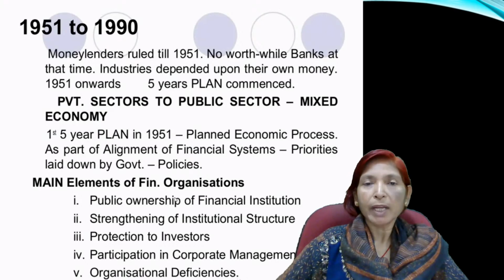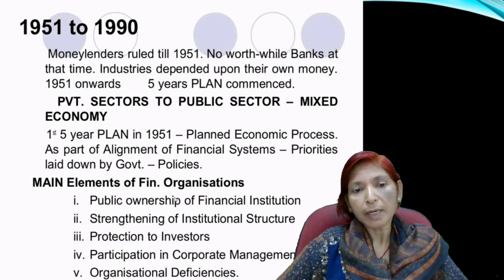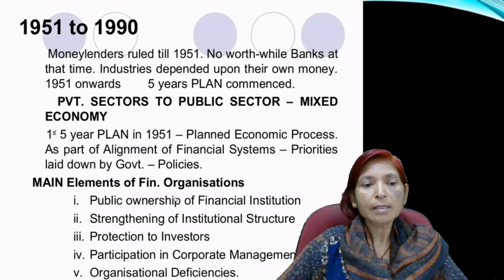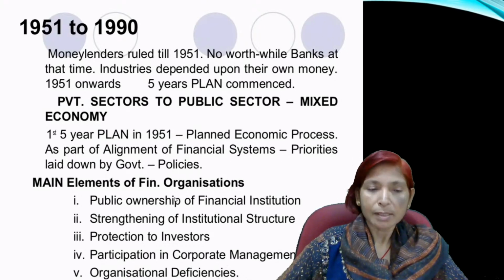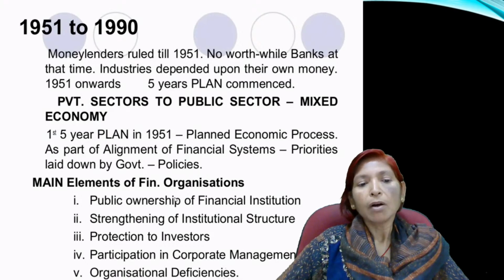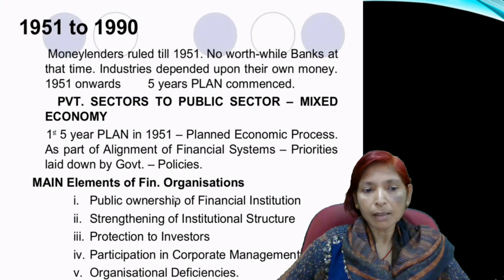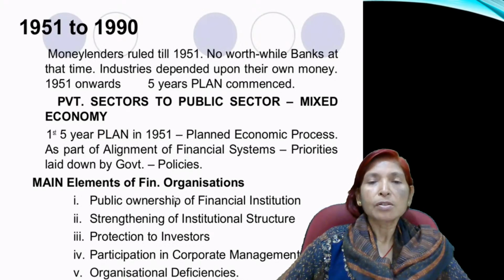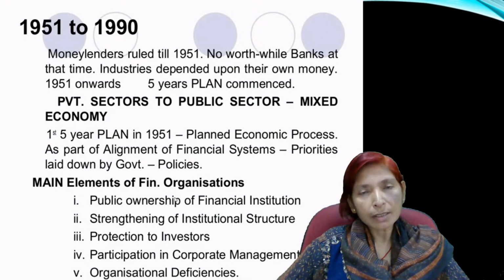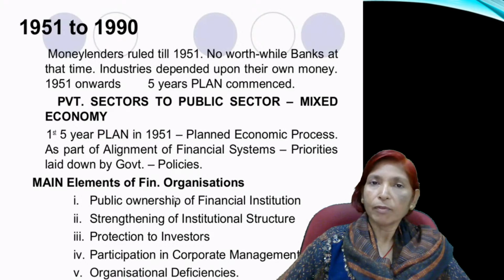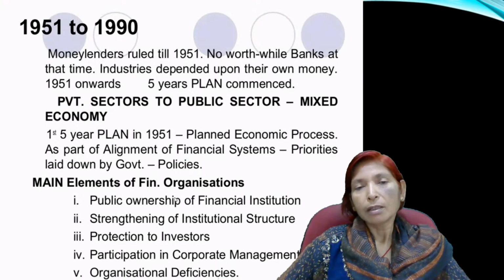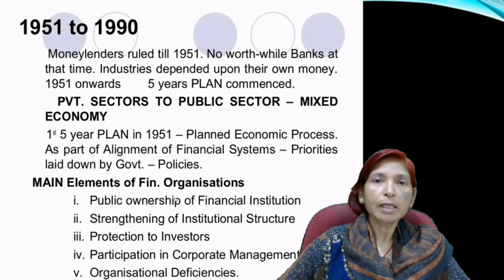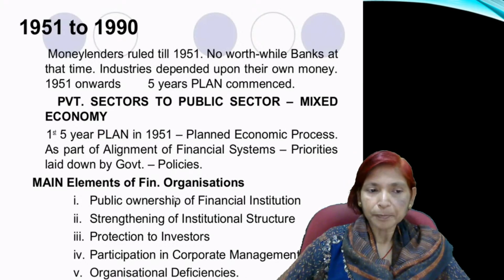So in the first five-year plan, which commenced in 1951, the planned economic process was followed by the Indian economy as part of the alignment of the financial system, with priorities laid down by government policies. The main elements of financial organization are: public ownership of financial institutions, strengthening of institutional structure, protection to investors, participation in corporate management, and organizational deficiencies.